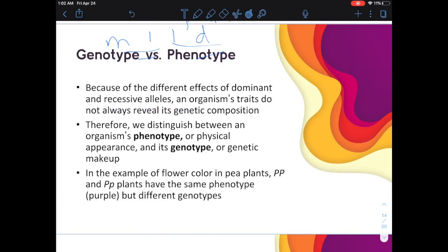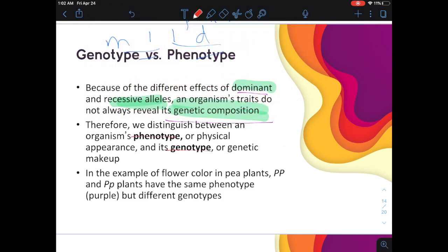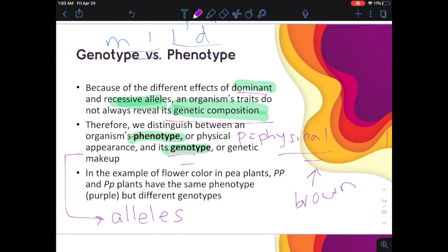Now, genotype versus phenotype. Because of the different effects of dominant and recessive alleles on an organism's traits, an organism's traits do not always reveal its genetic composition. So that's why we need to distinguish between an organism's phenotype and an organism's genotype. Phenotype, and I said this yesterday, phenotype equals physical. That's going to be your physical appearance, the physical trait that you have. I have brown eyes. That's my phenotype. But the genotype is the genetic makeup. The genotype is going to be the alleles that you have.